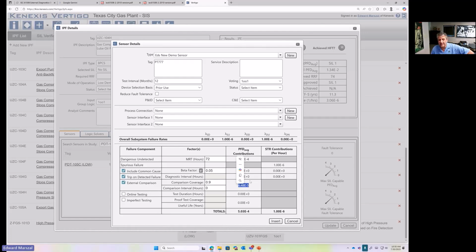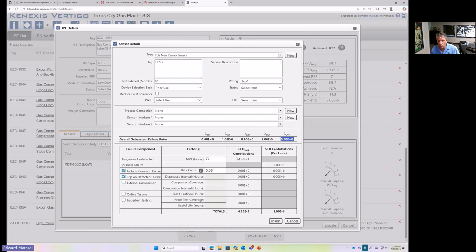And how it calculated the 6.8 E minus 5 is that it basically created a lambda DD for the external comparison that is going to be 0.9 times lambda D. Okay, and let me turn this off again and turn it on again.